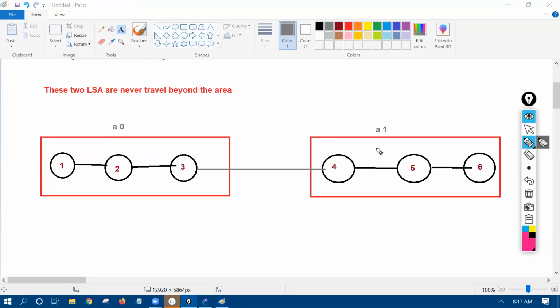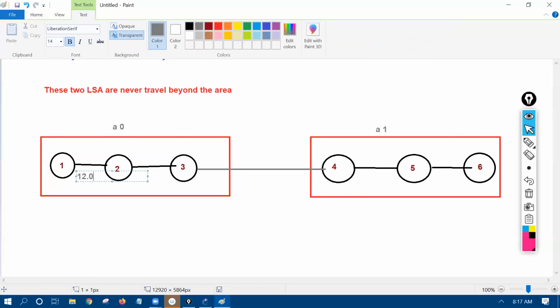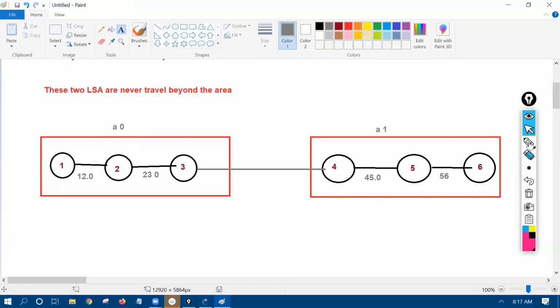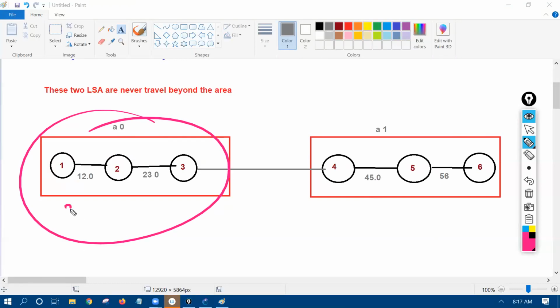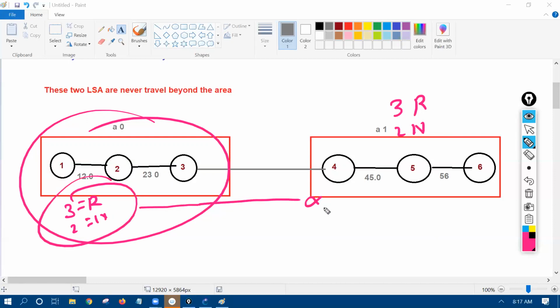How many LSAs will be there in this area 0? Network and router. Router LSA 3, network LSA 2. So totally we have 5 LSAs: 3 router LSAs and 2 network LSAs. Whatever information they have, they cannot share to area number 1, and whatever information the other area has, they cannot share to area number 0. They cannot share the detailed information.